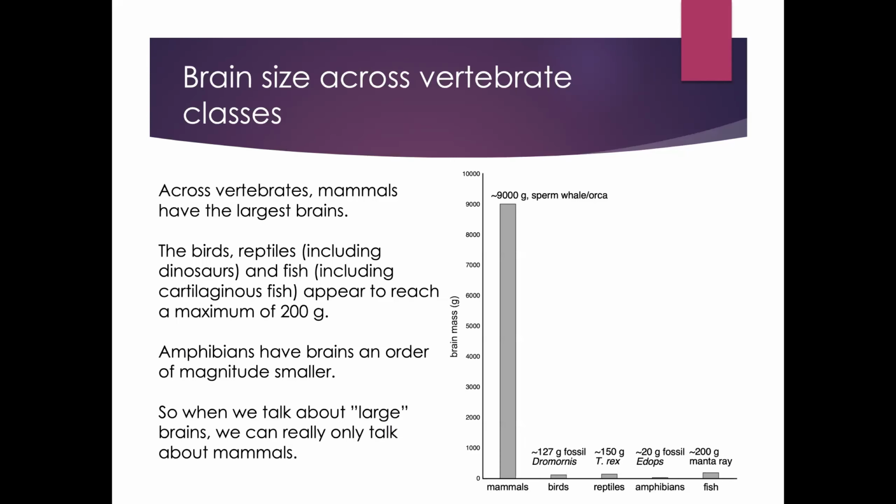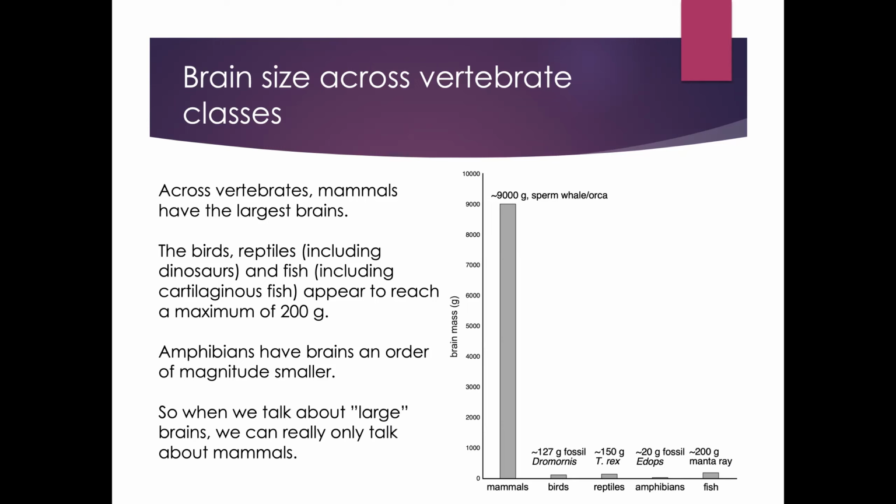and hopefully get people to agree with what I mean. So if we look across vertebrate classes, the biggest brains are found in mammals. In the sperm whale and the killer whale, they can get up to around 9,000 grams. If we look at birds, reptiles, amphibians, and fish, they have much smaller brains, maxing out at about 200 grams for the manta ray, which is the biggest brain amongst the fish. And then if we look at amphibians, even in the largest fossil amphibians, the brains only get up to about 20 grams or so.